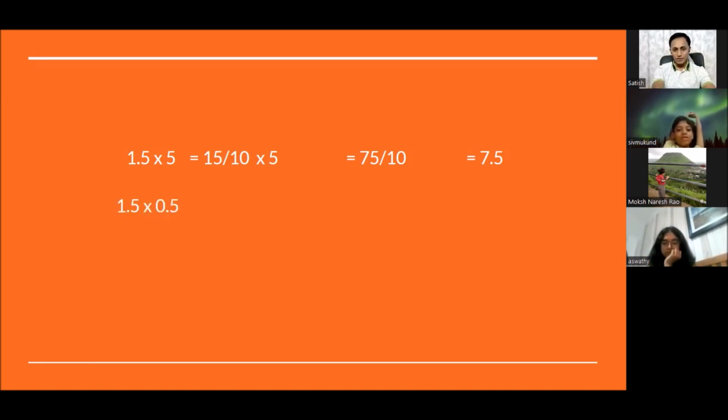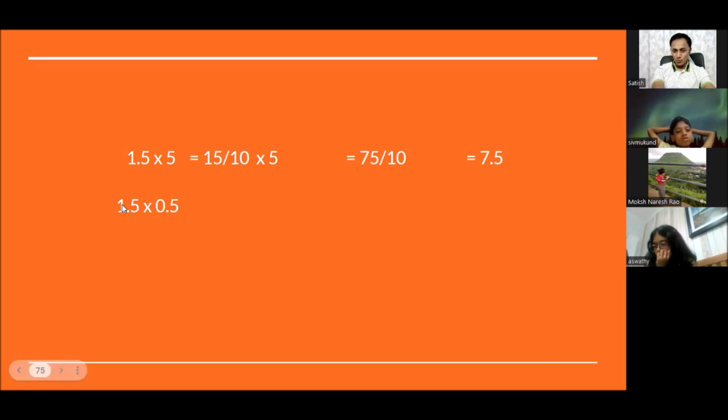So we do one more thing. 1.5 into 0.5. If you look at it here, what happened? 1.5 into 5, we actually multiplied 15 into 5. 15 into 5 is 75. And then there is one decimal here before, so we applied one decimal.